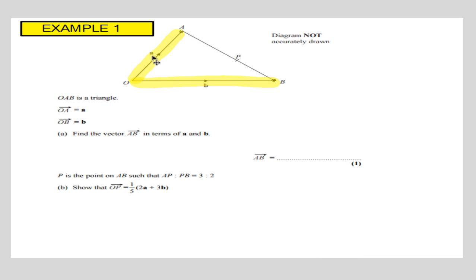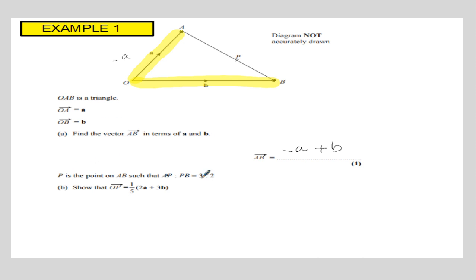So to do that, we have to go in the opposite direction to this vector A. So we call that minus A. And then once we're here, we go along this vector, which is B, and it's positive B because it's going in the direction that the arrow shows. So that's how we'd describe the vector AB in terms of A and B.